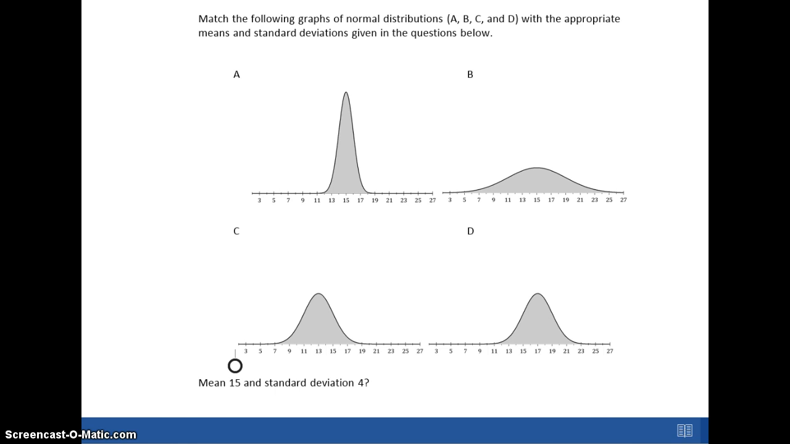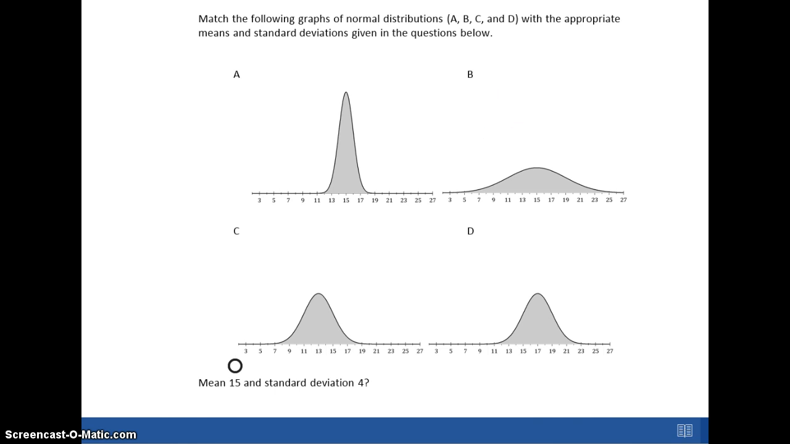Now, out of the choices A and B, which one of those two looks like the data could go to about minus 1 and 31? Well, the better choice is B. For A, it only looks like the data goes from 11 to 19, but we know it should be roughly minus 1 to 31. So which one of these is closer to fitting that requirement?